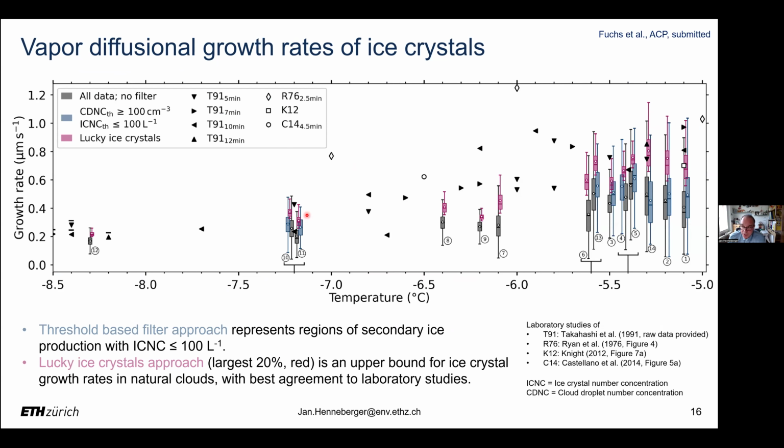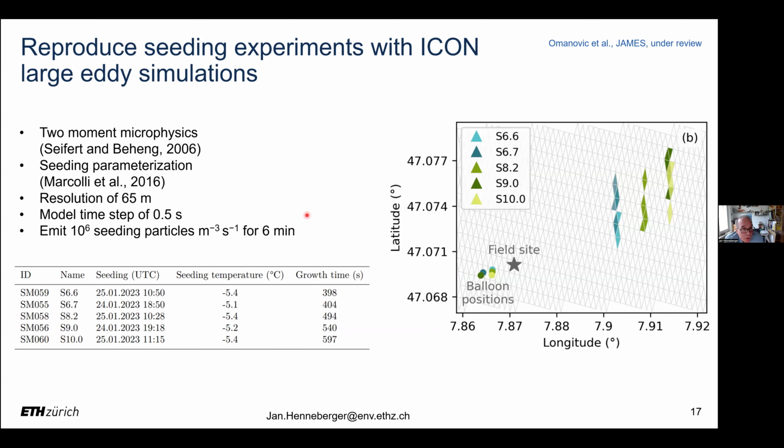Okay, so does the model reproduce our results? Nadia Omanovic used the ICON model in large eddy mode, with a two-moment microphysics, a seeding parameterization, which is active also at high temperature like -5 degrees, a resolution of 65 meters, and a model time step of 0.5 seconds. And she's emitting 1 million seeding particles per cubic meter per second for 6 minutes.